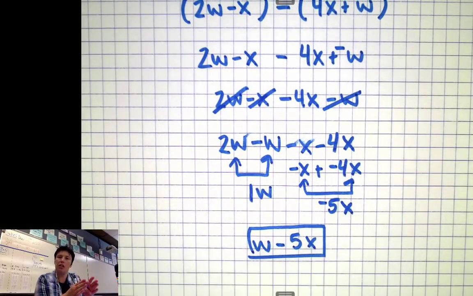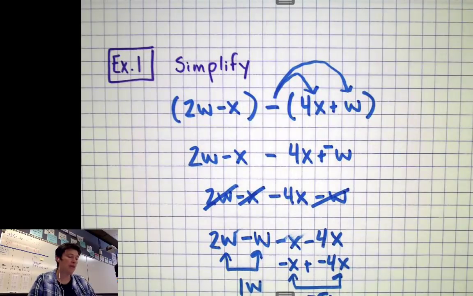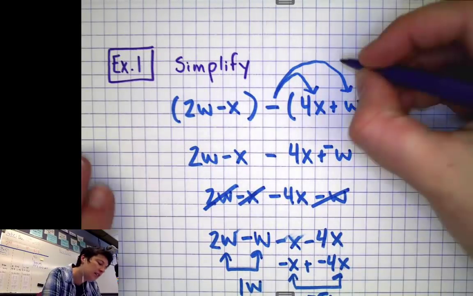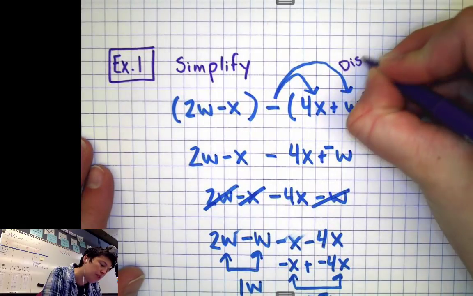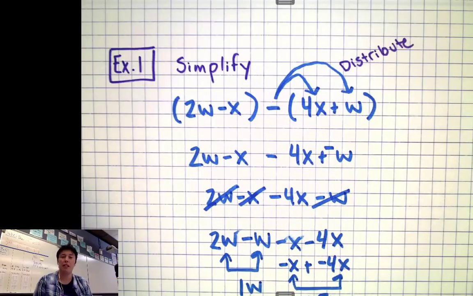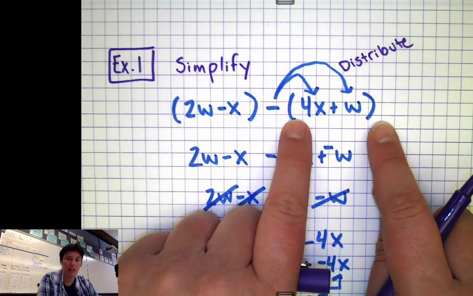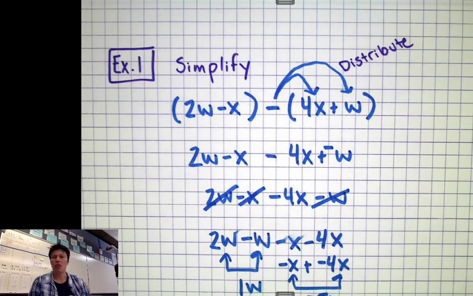We've got our w's together, we've got our x's together, and most importantly, we got rid of the parentheses, and we were really careful up top to get this negative sign in. Now there's a name for that. When we do that, it's called distributing. I'm going to write distribute. We are distributing in the minus sign so that everything in the parentheses gets subtracted. That's the idea here. So let's try another one.